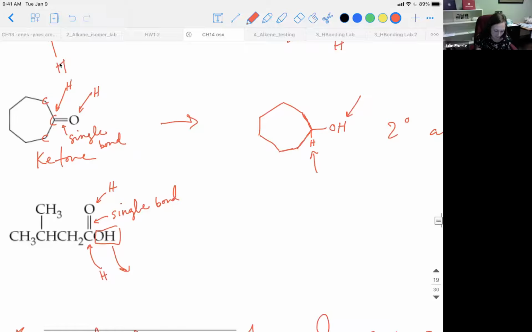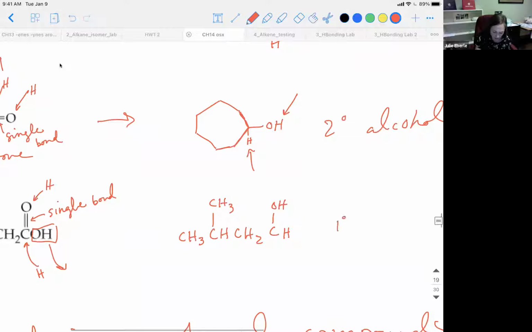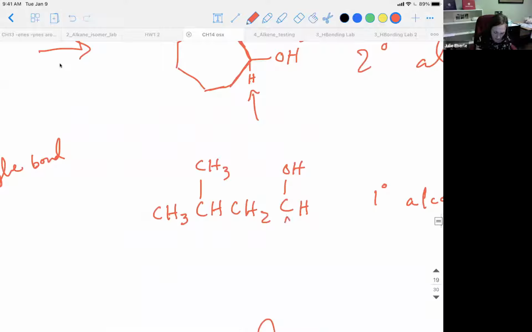So let's draw that out. We have CH3, CH, none of this part of the molecule has changed. And then CH2, and then C, we said we're going to put a hydrogen on that. And then that's going to be bonded to the OH group, single bond. And this is a primary alcohol. Why primary? Because this carbon right here, the one that's bonded to the hydroxy group, is only bonded to one other carbon. That's what makes it primary.